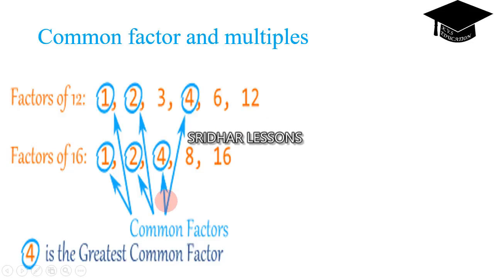Now we will see the common factors of 12 and 16: 1, 2 and 4, out of which 4 is the greatest common factor. Since 4 is the biggest number among 1, 2, 4, 4 is the greatest common factor here.